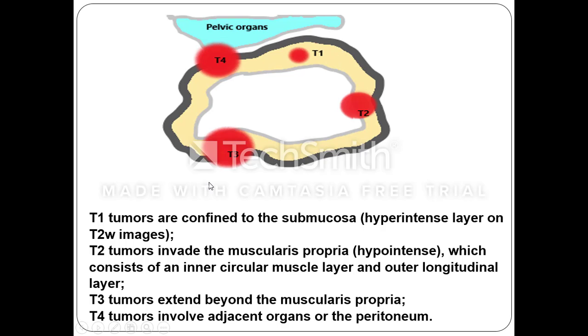First is the staging of the tumor. T1 tumors are usually confined to the submucosa. Submucosa is the hyperintense layer on T2 weighted images. T2 tumors invade the muscularis propria, however, they do not go beyond it. The muscularis propria layer is the hypointense layer on the T2 weighted images, as seen in this image. T3 tumors usually extend beyond the muscularis propria, and T4 tumors either involve the adjacent pelvic organs or the peritoneal reflection.